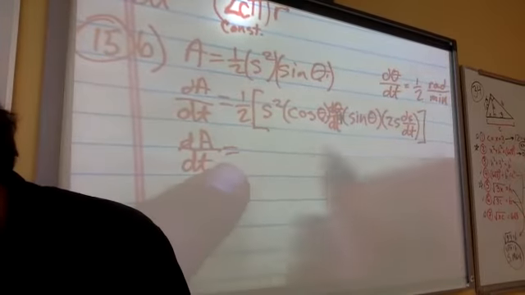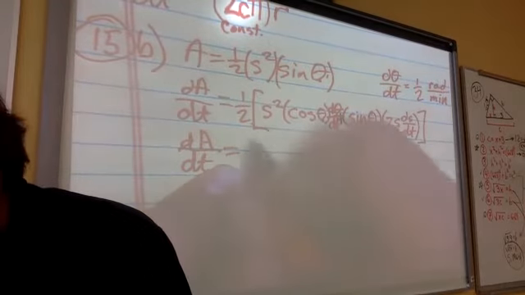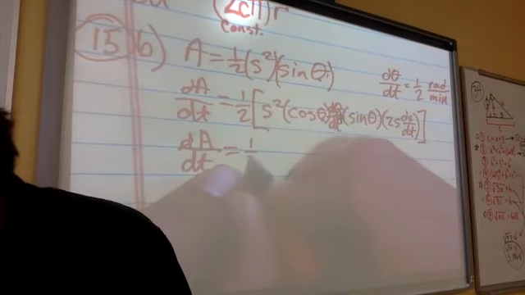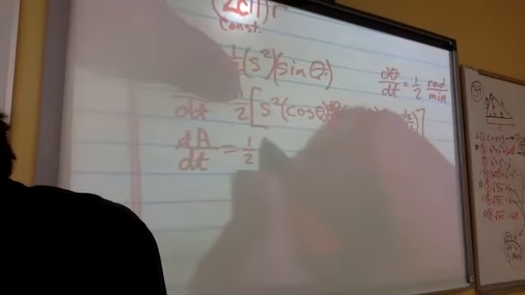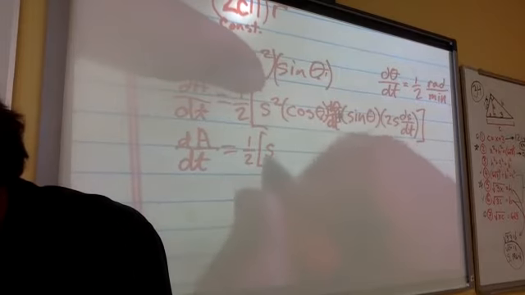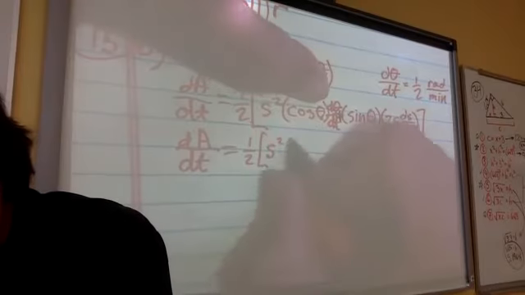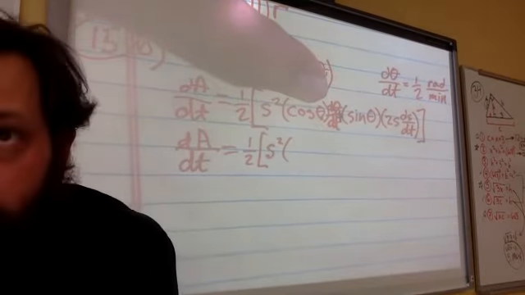dA/dt equals 1/2 times S squared, which is a constant, times cosine of theta, cosine of pi over 6.